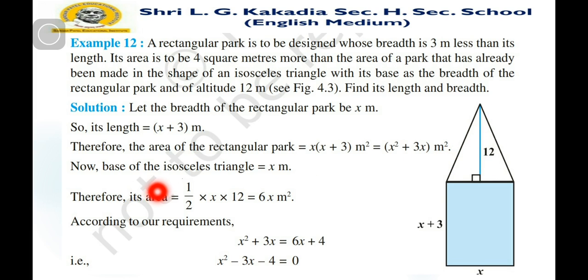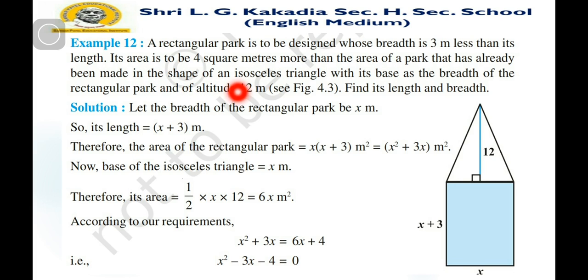For that, the area of the isosceles triangle: the base of the isosceles triangle is x meter, because it is the breadth of the rectangular part. So the area of the isosceles triangle can be given by half into x into 12, which is equal to 6x meter square. So now it is given that its area is to be 4 square meters more than the area of the park.